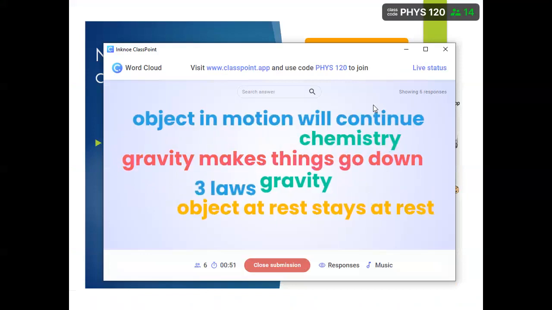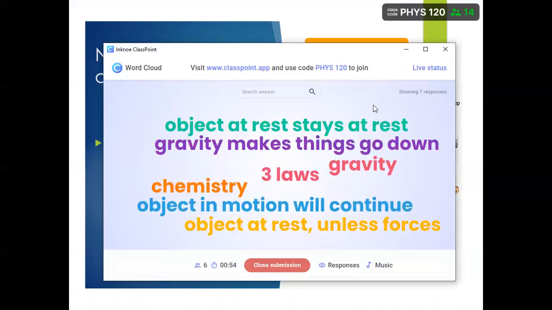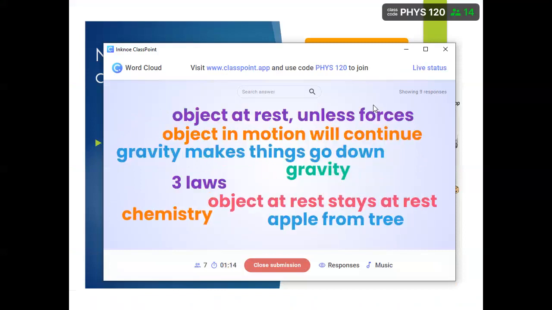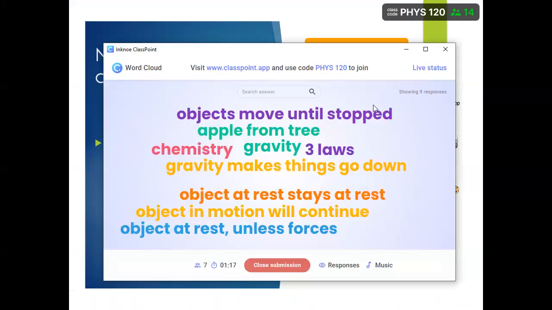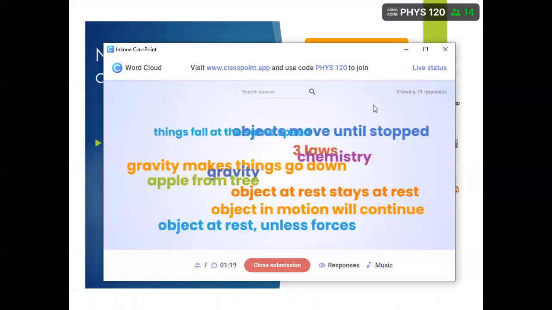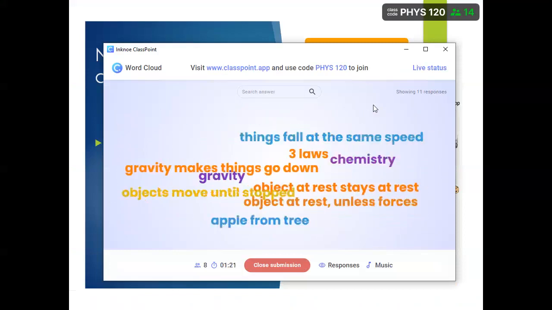It says an object in motion will continue. Yes, that is Newton's first law. It seems that some students know exactly what Newton's law is. The first Newton's law: an object at rest stays at rest. Try to keep it short, up to 8 words, as much as you can.